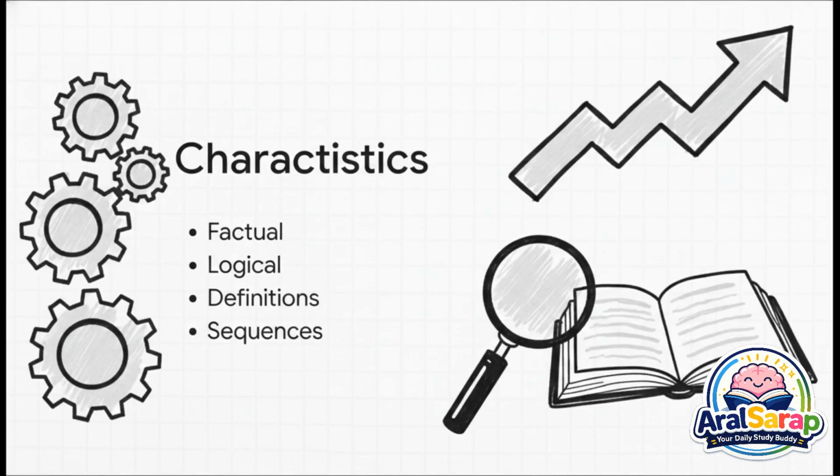So how exactly do you spot an explanatory text out in the wild? Well, they rely heavily on logic and facts. You'll notice they are logically structured. They don't just jump around randomly. They constantly use definitions to make sure the reader is totally on the same page. They rely on cause and effect relationships to build a really strong case. And finally, they utilize very clear sequences.